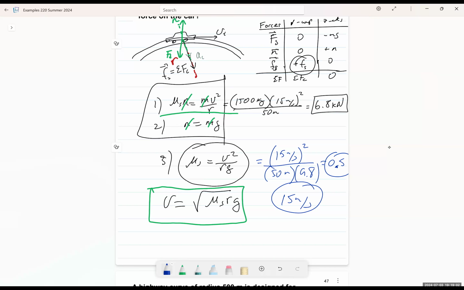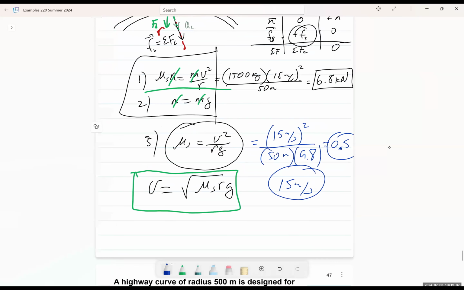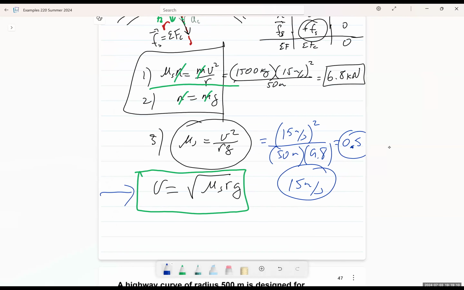So if we rearrange, we could use this equation to calculate the maximum speed for this particular coefficient. If I reverse engineer this, 0.5 times 50 meters times 9.8, under the square root, I would calculate 15 meters per second. That means if the road has this coefficient of static friction, your designated speed would be 15 meters per second. If you go faster than that, you have the risk of skidding off.